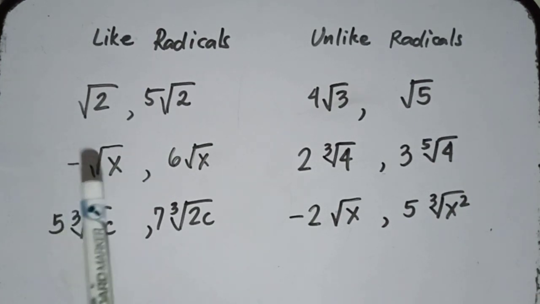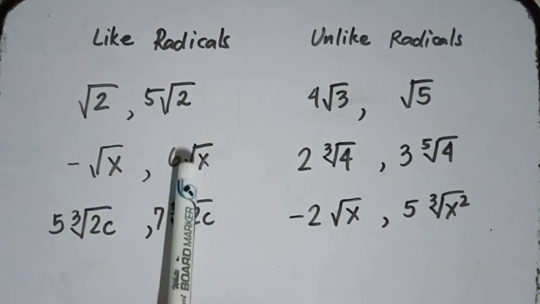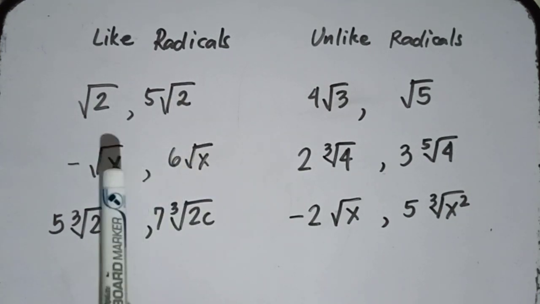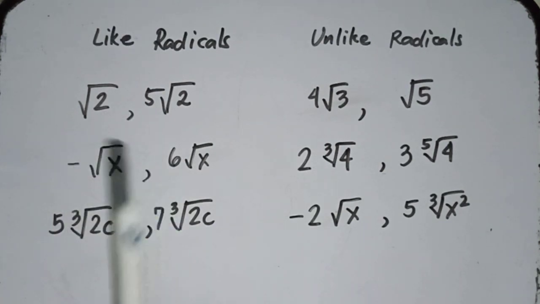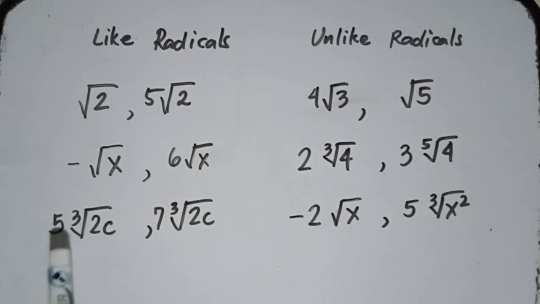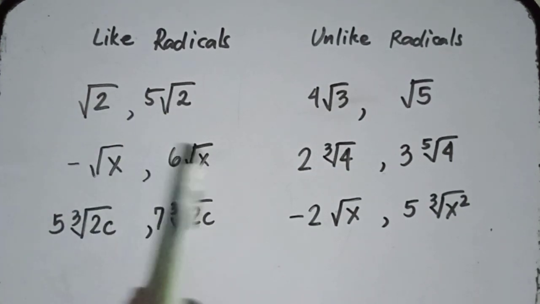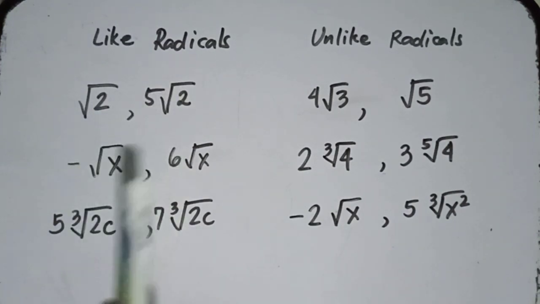As well as this one, negative square root of 6 and 6 times the square root of x. So they have the same radicands which is x, and then they have the same index which is again 2. So they are also like radicals, okay? And then this one, 5 cube root of 2c and 7 cube root of 2c. They have the same radicands which is 2c, and then they have the same index which is 3. Okay? So, sa like radicals, dapat parehas yung radicands and then parehas din yung kanilang index.